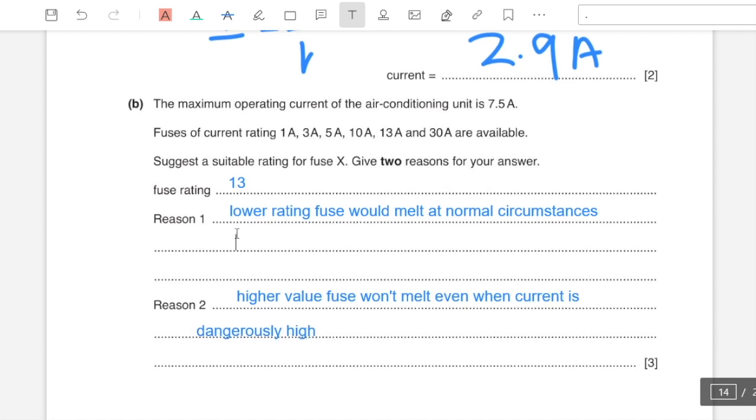We're supposed to be showing the working over here. That is 7.5 plus 2.9 is equal to 10.4.